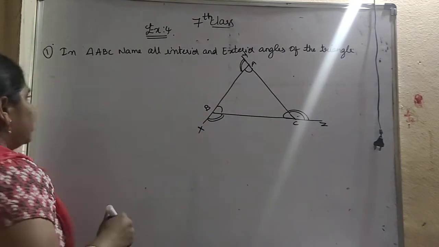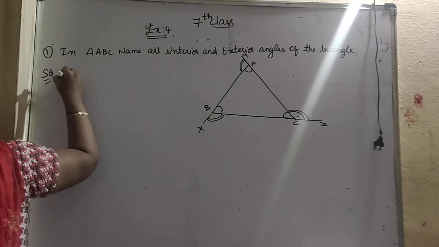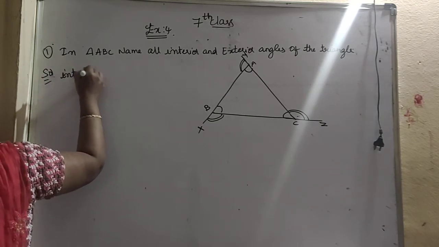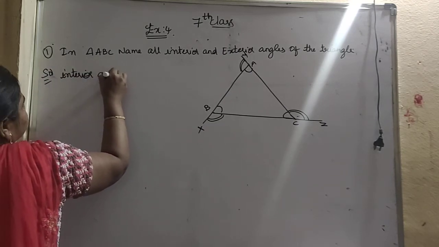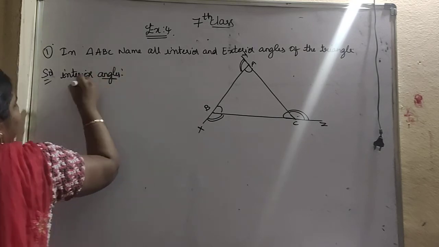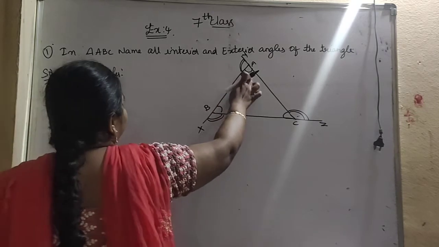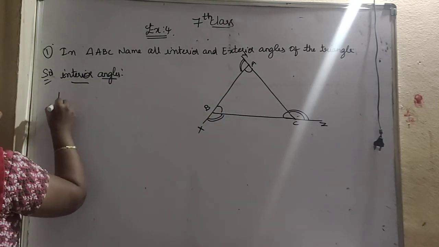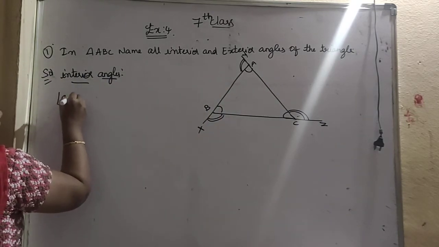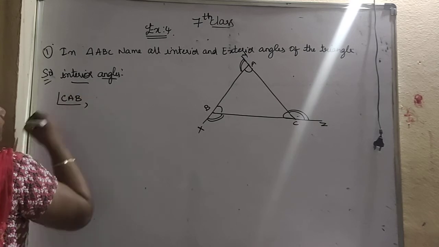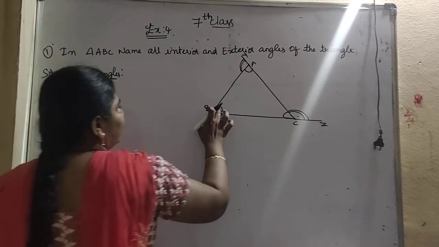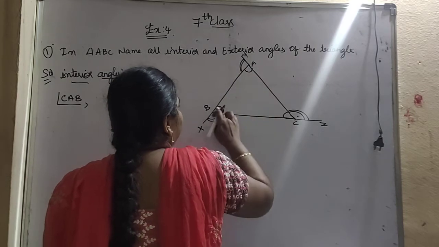So we have to name them now. So interior angles. What are interior angles now? We will express them in 3 alphabets. Which is the first angle? Angle A. Angle A can be written as angle CAB, which is an interior angle. In the same way, angle B can be written as ABC.